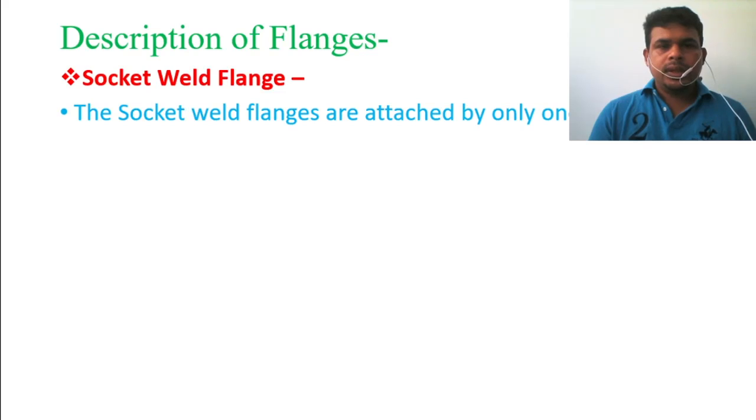The socket weld flanges are attached by one fillet weld. This is another type of flange. This is the socket type, actually socket type flanges. Let's see what the socket type flange is.